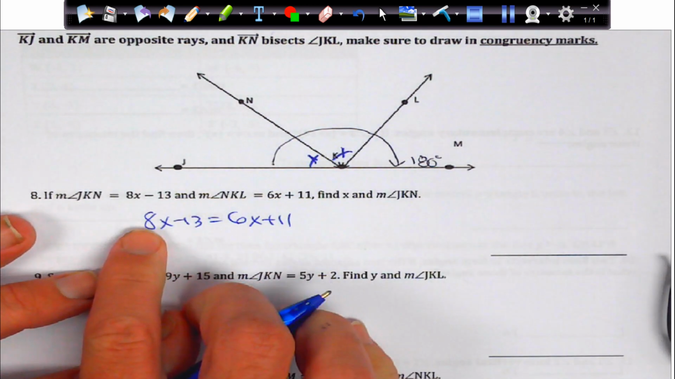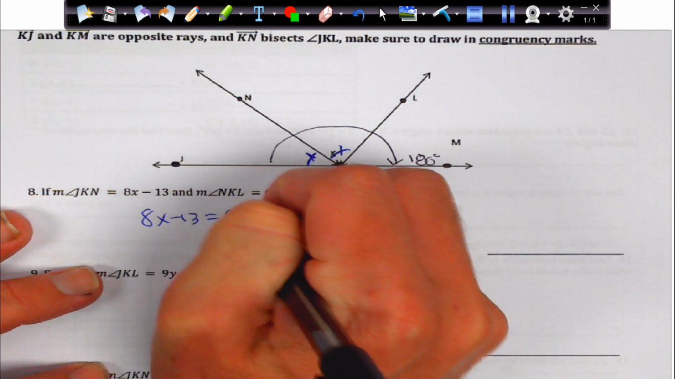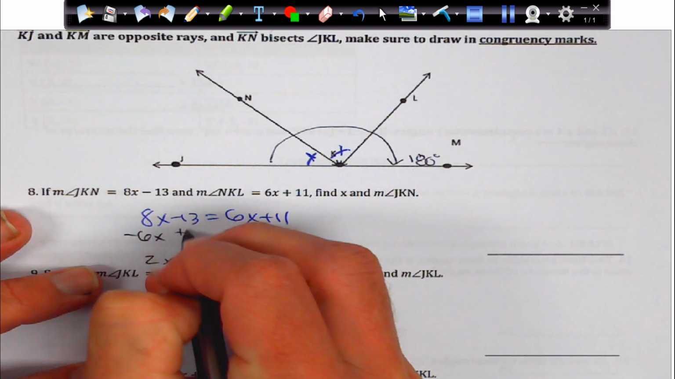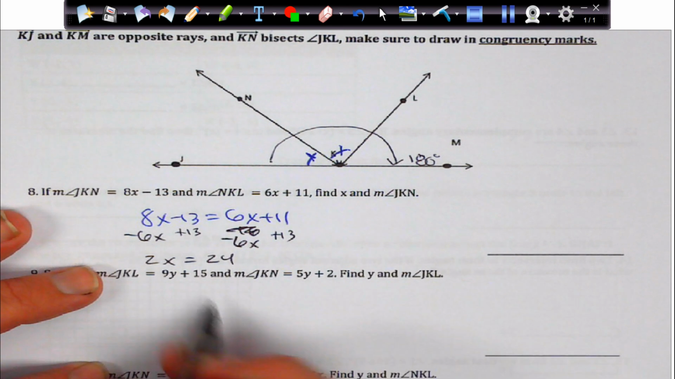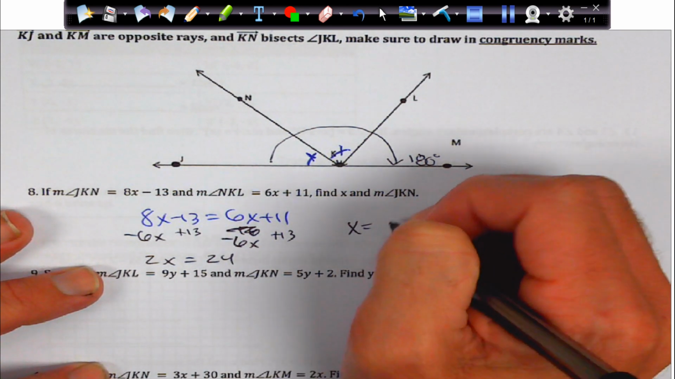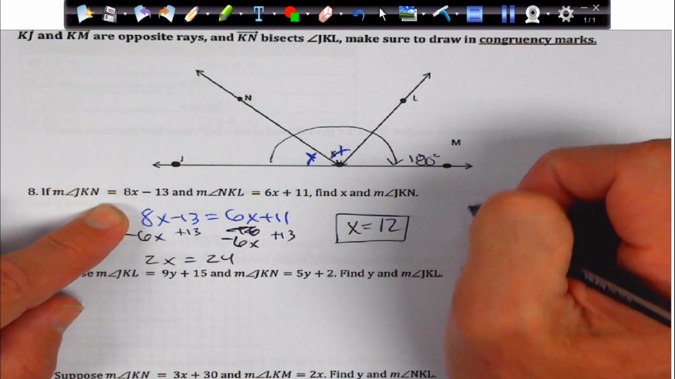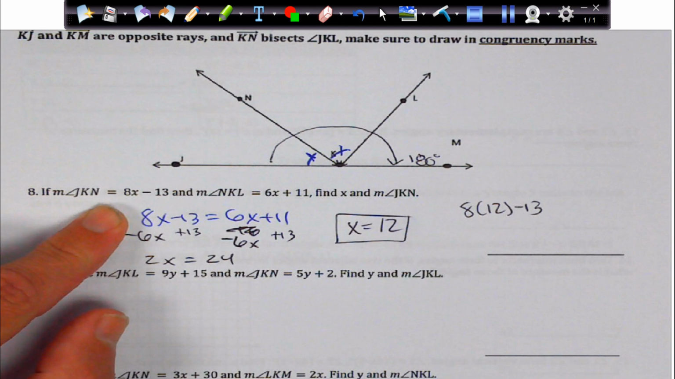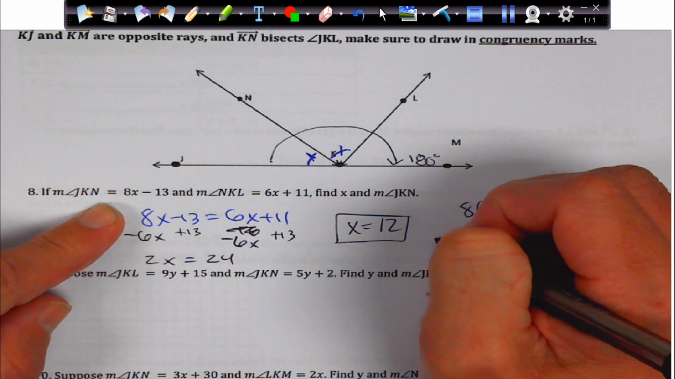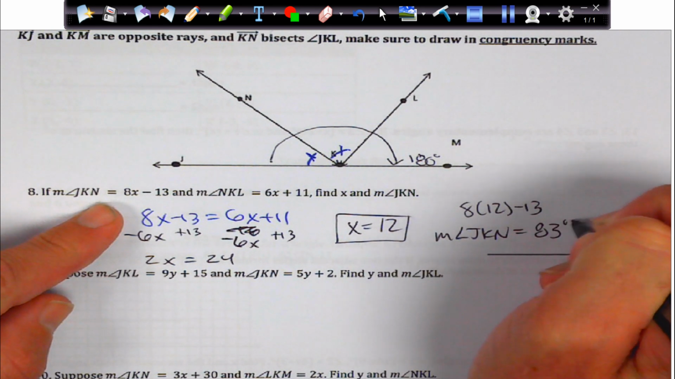Okay, so I'm going to subtract the 6x. Sorry, that is supposed to be subtract 6x on both sides. That gives me 2x. I'm going to add the 13 over at the same time. That's going to give me 24. Divide by 2. X is going to equal 12. And it says find JKN, so you plug it back in. That's going to be 8 times 12 minus 13. 8 times 12 minus 13 is going to give you the measure of JKN to be 83 degrees.